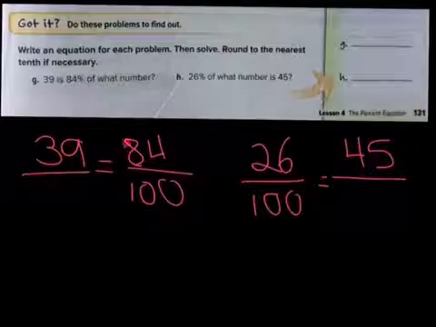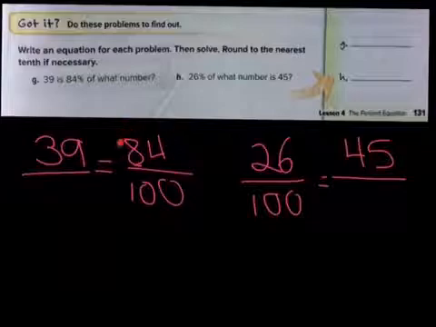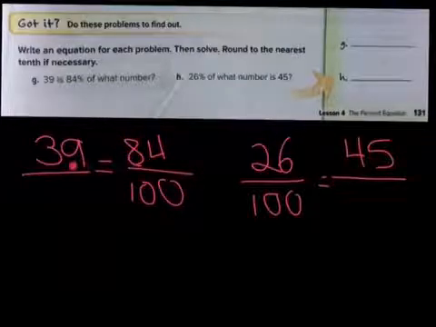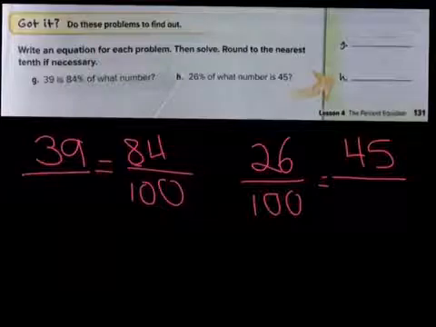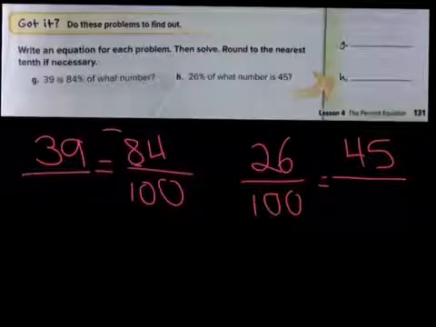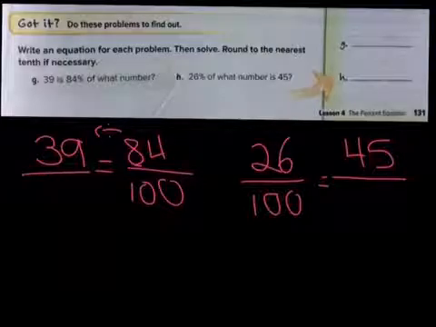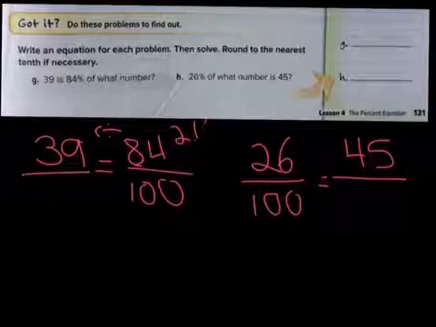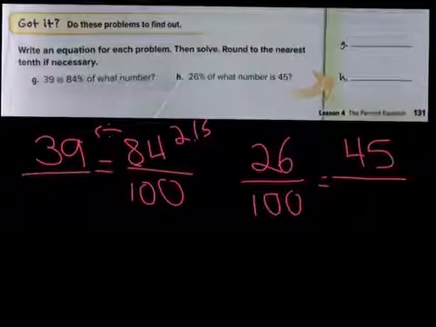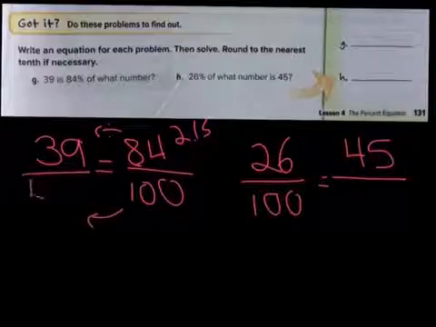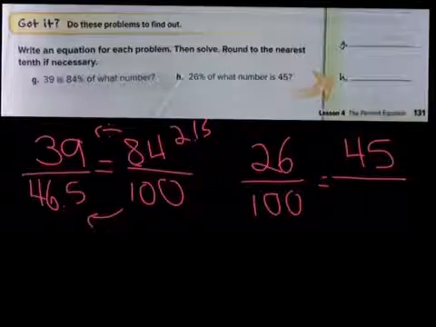Now for this one, we have to figure out what we did to the 39 to make it 84. We multiplied it by a number, but we don't know what that number is. So let's go backwards: take 84 and divide it by 39, and that's going to give you the number that you multiplied it by. You get it? So 84 divided by 39 will give you 2.15. Okay, so if you did that to the 39 to make it 84, you must do that to the 100: 100 divided by 2.15. When you divide it this way, it's going to give you 46.5. And that's your whole number.